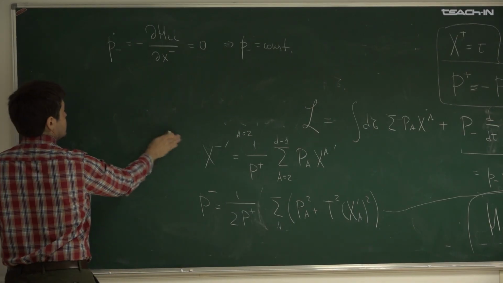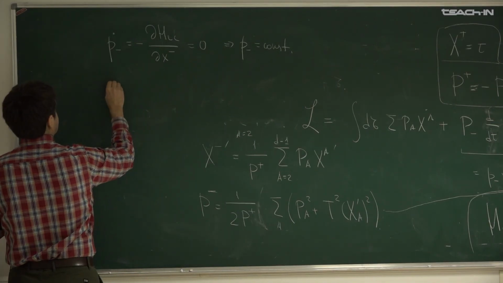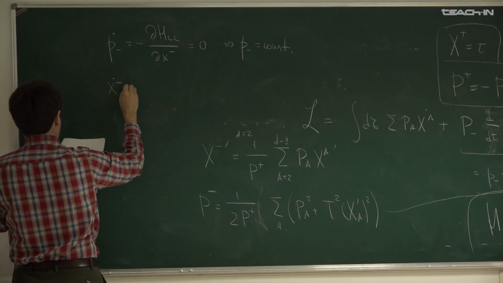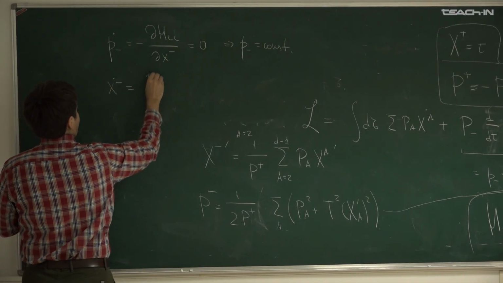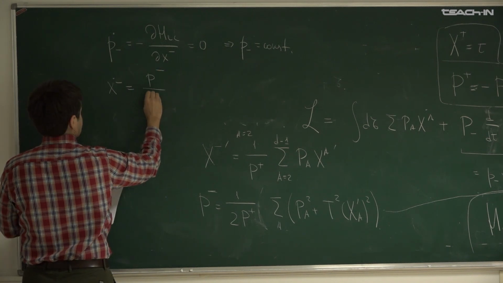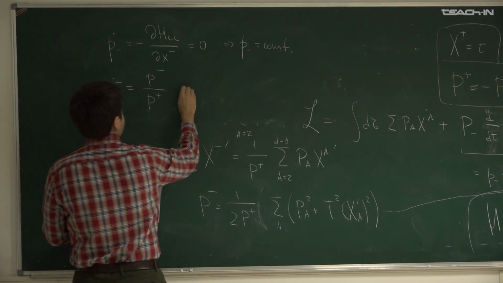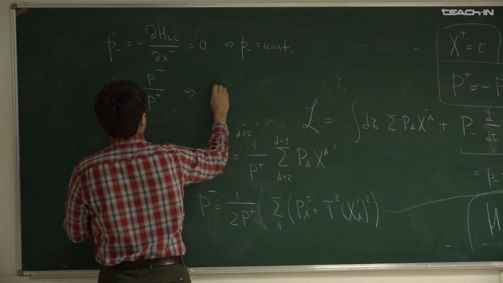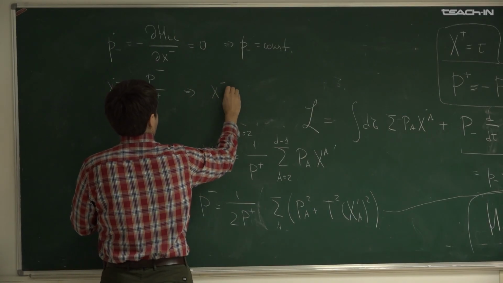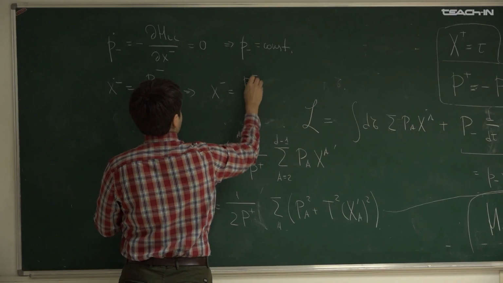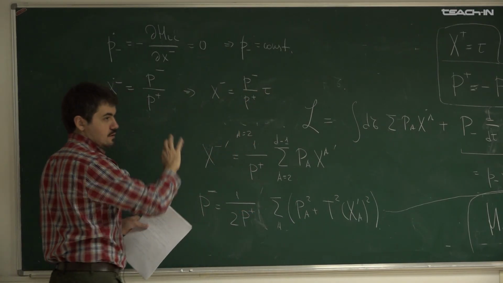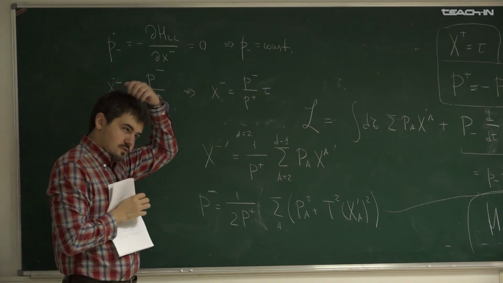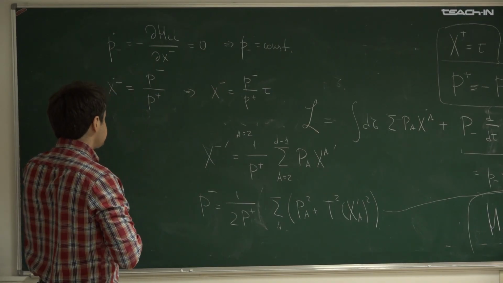And the equation for the conjugate variable x minus, so x minus dot, is p minus over p plus. So that x minus is p minus over p plus times tau. Well, I omit the x0, let's assume x0 is 0.